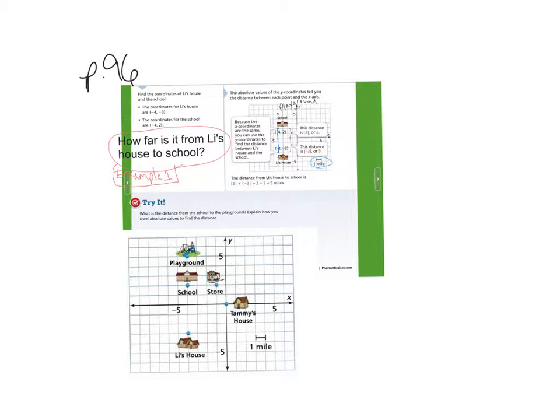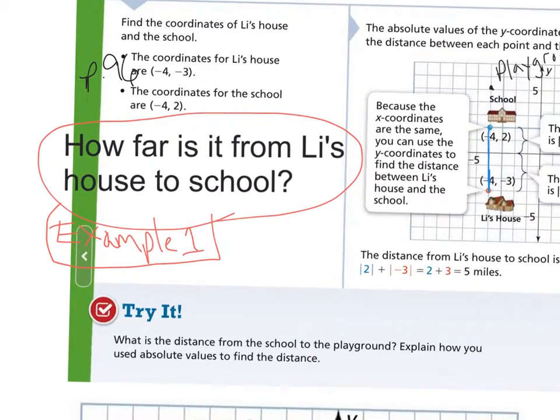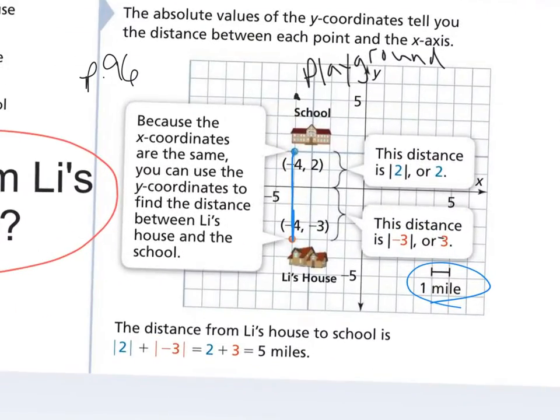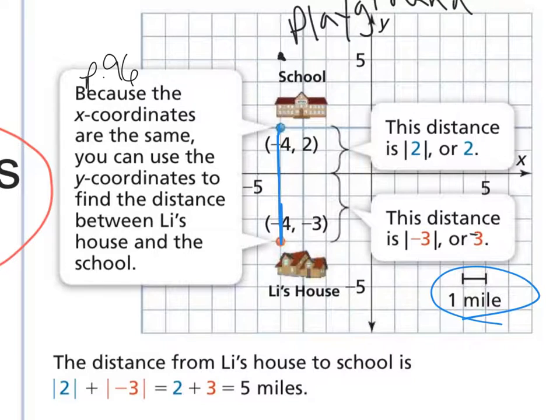This lesson is on finding distances on the coordinate plane. So we're going to try to find some distances between points. On the first example, it asks how far it is from Lee's house to school. Lee's house to school, we can see it's just a straight distance there.